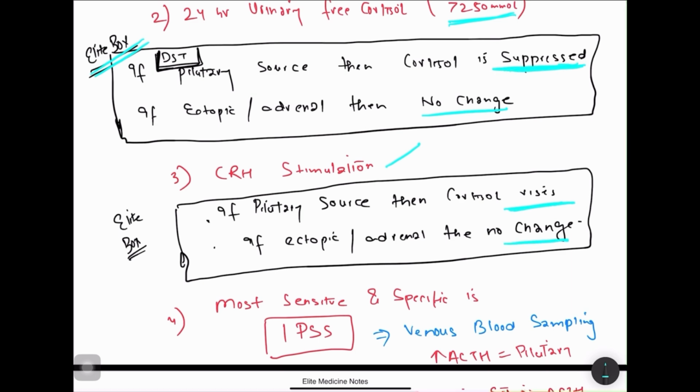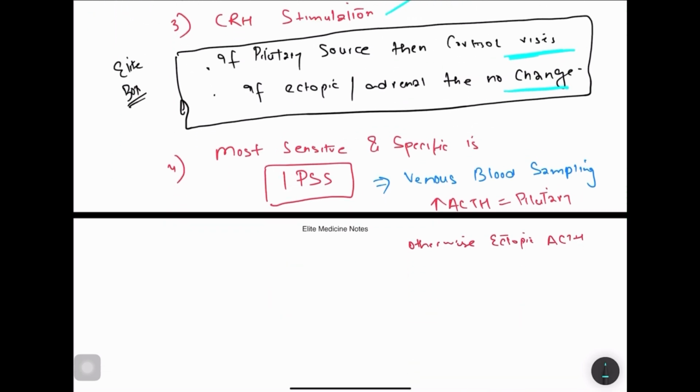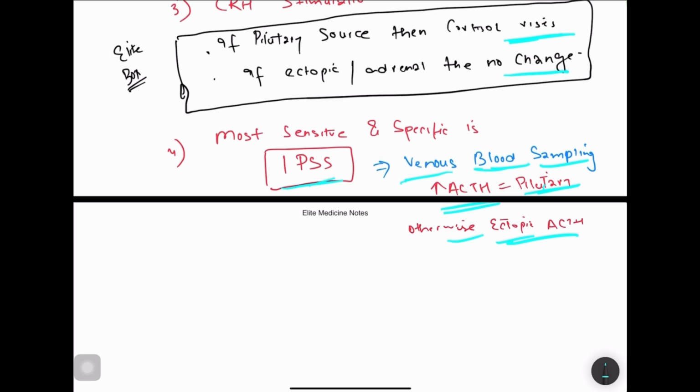Okay, please remember that in the dexamethasone suppression test, if the cortisol level is suppressed, then it is a pituitary source, and in the CRH stimulation test, if the cortisol level rises, then it is a pituitary source. Okay, and the most sensitive and specific is IPSS, that is inferior petrosal sinus sampling, in which we take venous blood for sampling and we measure the ACTH level, and if the ACTH level is increased, it is a pituitary source. Otherwise, there will be an ectopic ACTH production.